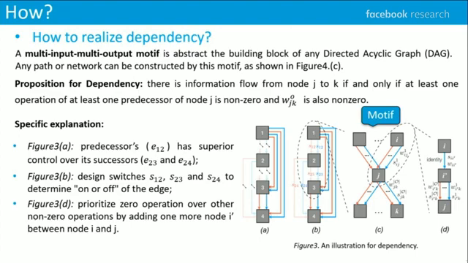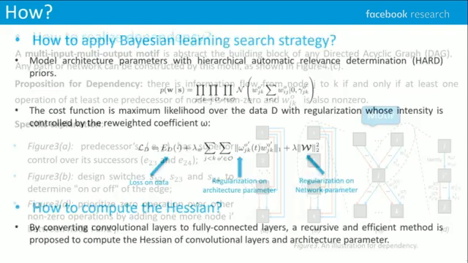In fact, this proposition tells us the parenthesis edge should have superior control over its successors, such as in subfigure A. If parenthesis edge 1, 2 is redundant, then the successor edge 2, 3 and edge 2, 4 should also be removed. To realize this, we design a switch for each edge. As you see in subfigure B, the S stands for uncertainty, which could be explained by Bayesian learning.